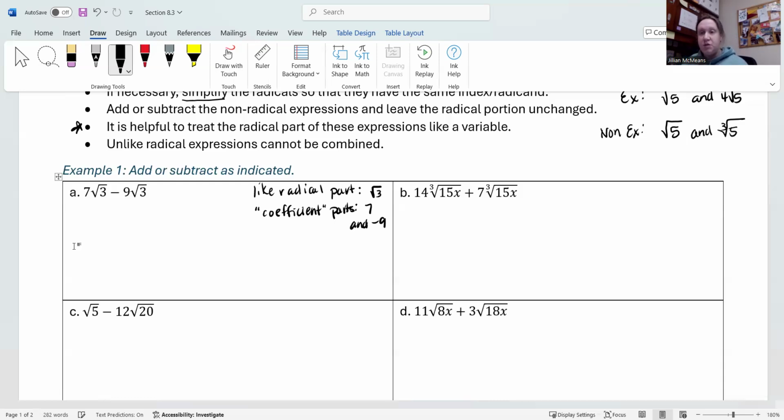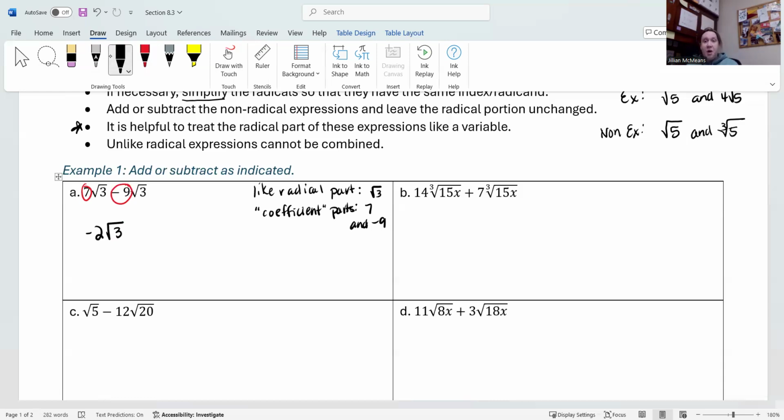So what we do is we combine those coefficient looking parts. So we combine this 7 and the minus 9, and then we just tack on the square root of 3. So 7 minus 9 is negative 2, and then I just leave the square root of 3.